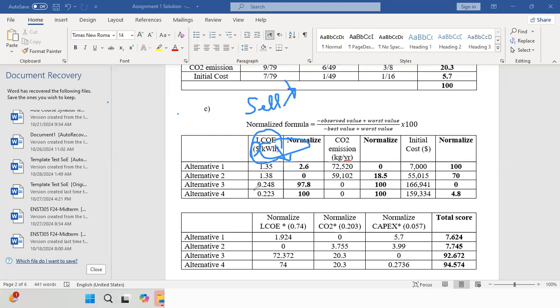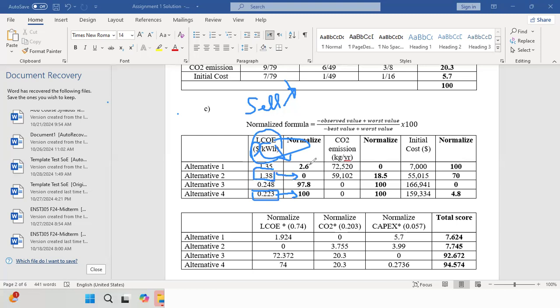So the alternative representing the smallest value will be the best option. Here, if I compare numbers, this is the smallest number, so it should have a score of 100. And the largest number, which is 1.38, should have a score of 0. And now I just have to normalize these two.